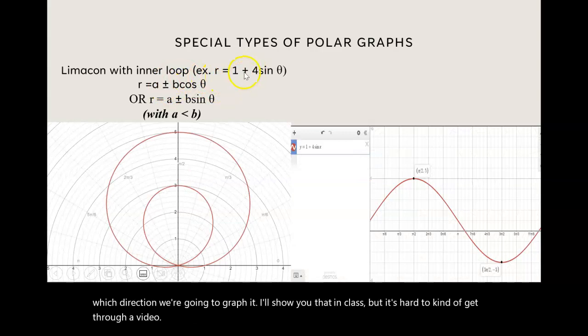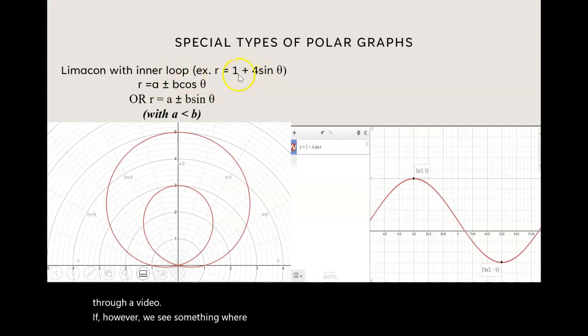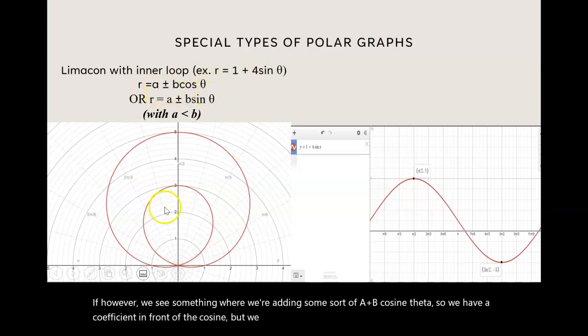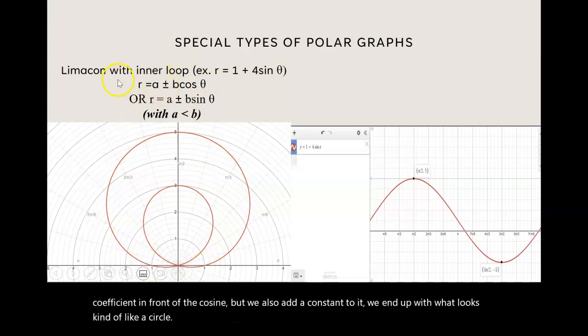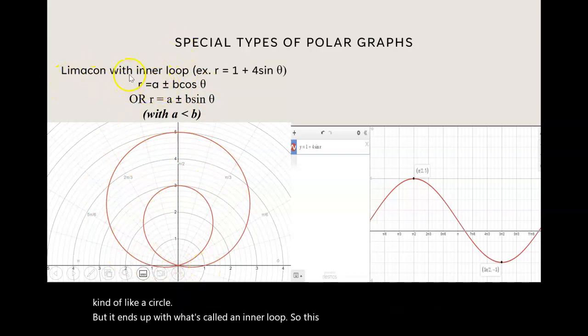If, however, we see something where we're adding some sort of a plus b cosine theta, so we have a coefficient in front of the cosine, but we also add a constant to it, we end up with what looks kind of like a circle, but it ends up with what's called an inner loop. So this is a limacon with an inner loop.